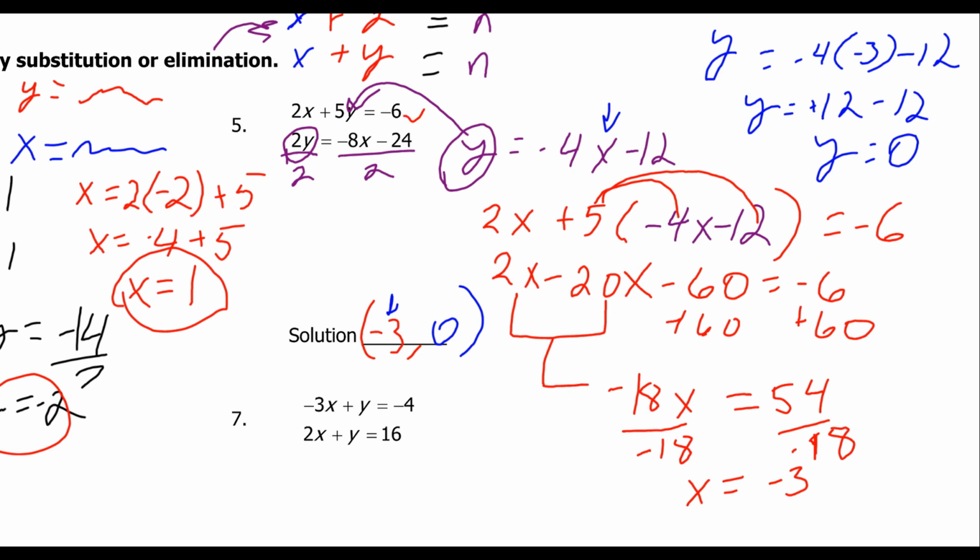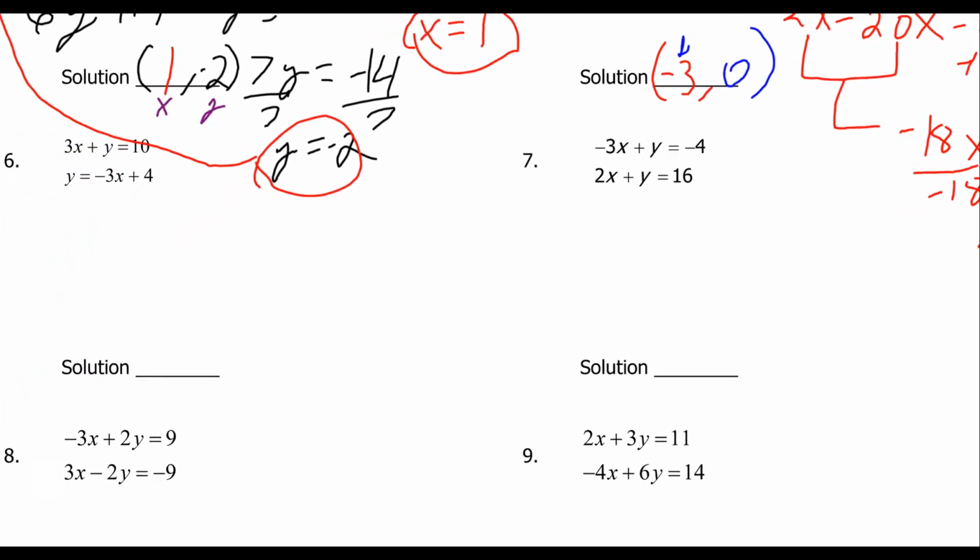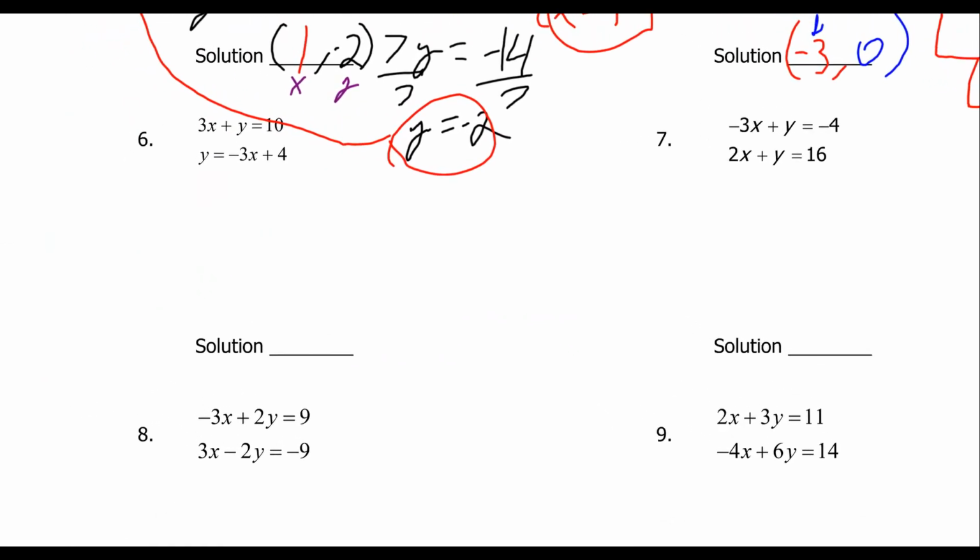2 times 0 is 0. Equals negative 8 times x, which is negative 3. So negative 8 times negative 3 is positive 24. Positive 24 minus 24, boom, that's 0. Problem finished. And checked. Now, we need to move down to here. I need to clear off some space. There we go. There it is.